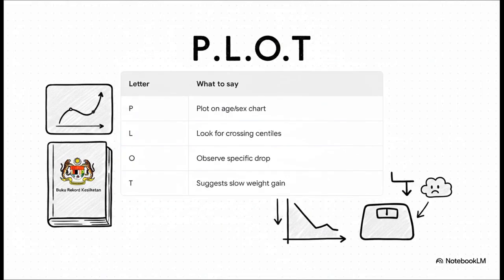When you actually present your chart findings, lean on the PLOT acronym to safely and effectively show you grasp the clinical significance of Ruby's trajectory. You plot on the chart, specifically referencing the Malaysian book record Kesihatan if you're in the clinic Kesihatan context. You look for crossing centiles. You observe the specific drop, and you state what this suggests. Using this exact structure shows the examiner you are a super observant, methodical clinician.